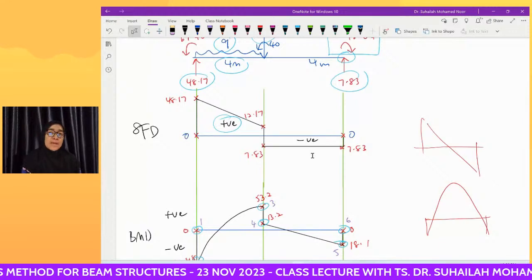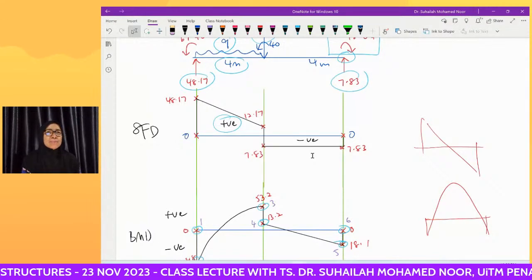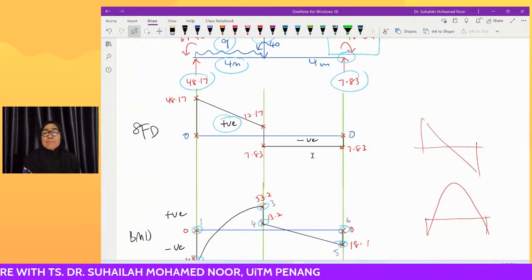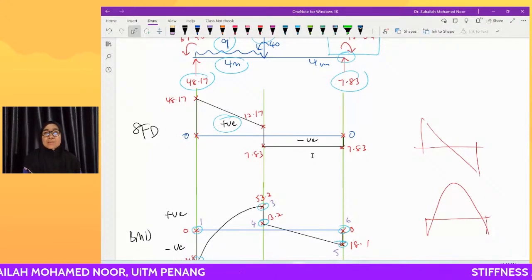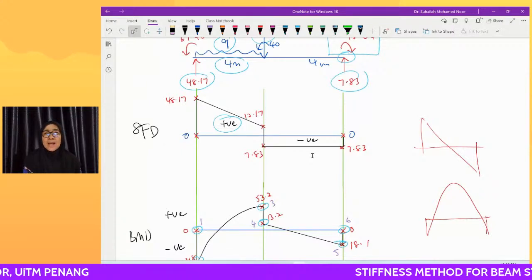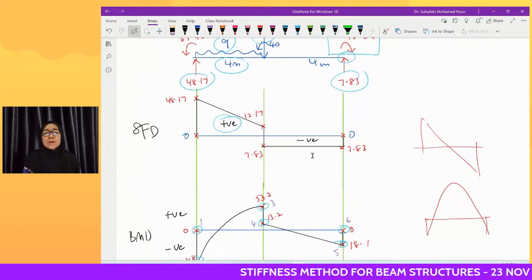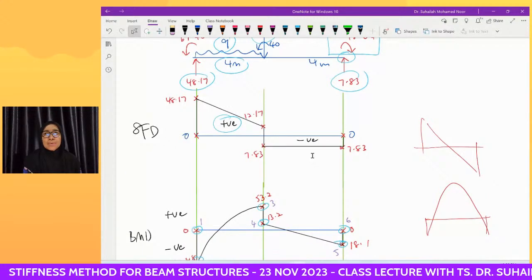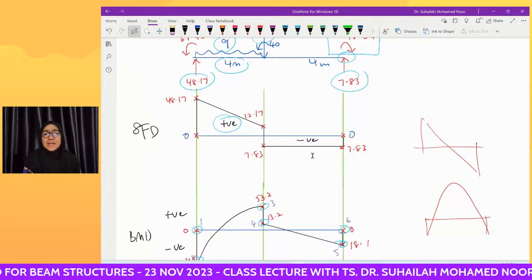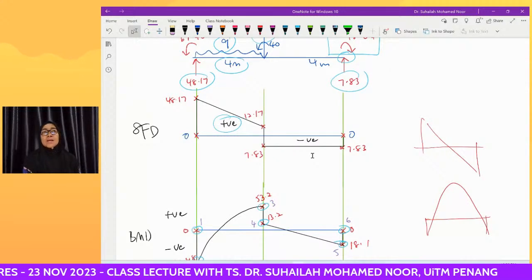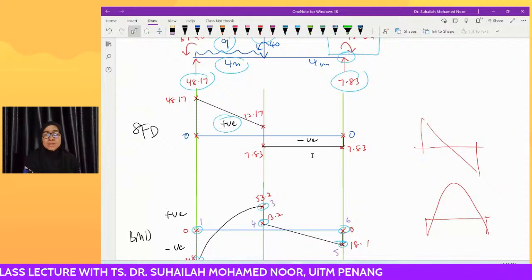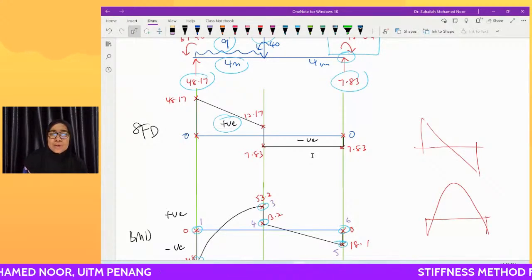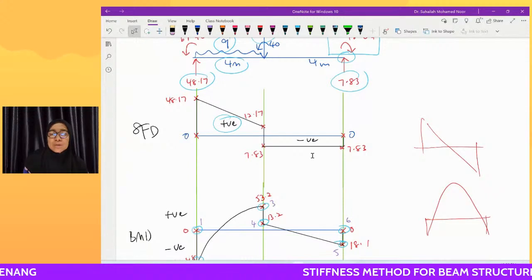In truss also can, because it is the same. So I will do one beam question considering support settlement, and I will also produce another video to discuss the effect of temperature changes and fabrication error in truss as well. I will let you know when the session is, and after that we will continue to frame.